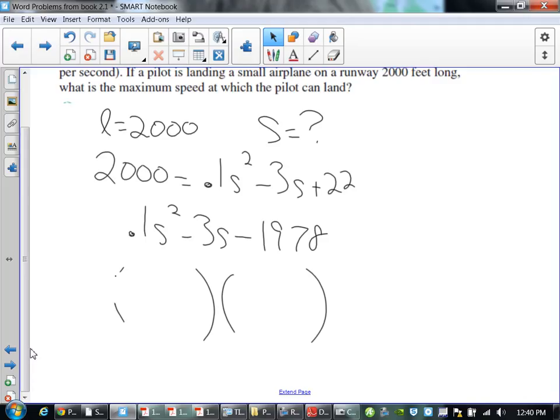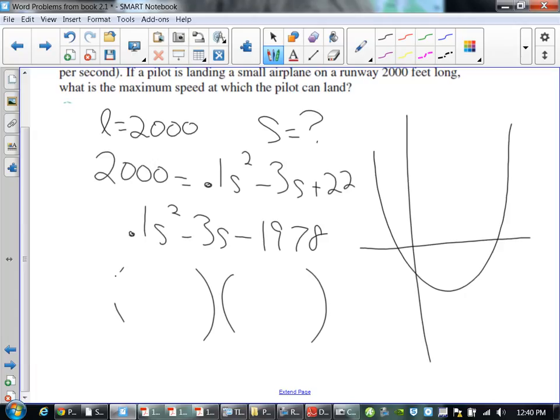You put it in the graphing calculator, you look for the 0 that's positive, and that's your answer. This is going to be a curve that's positive, so it's going to be up like a cup. You're going to have a negative 0 and a positive 0. The positive 0 is what makes sense because speed can't be negative. Okay?